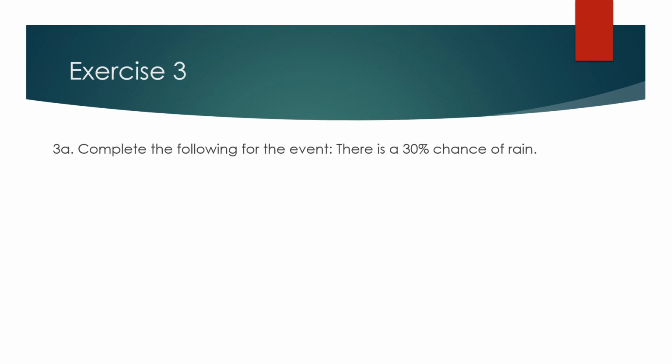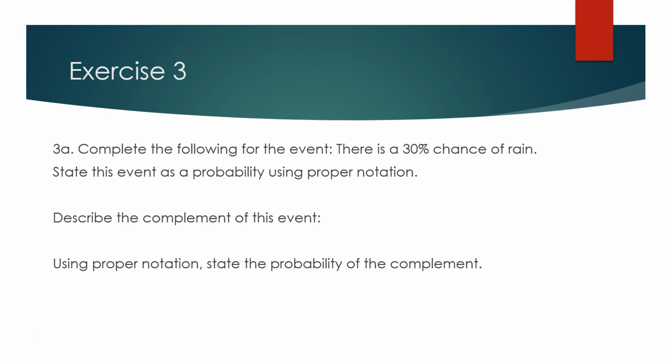So complete the following for the event. There is a 30% chance of rain. There are going to be a few questions that go along with this one. First, state this event as a probability using proper notation. Describe the complement of the event. Using proper notation, state the probability of the complement. So first, the probability of rain equals 0.3. You have to convert the 30% to a decimal, but other than that, it's just converting and then combining in the notation that we've been getting used to.